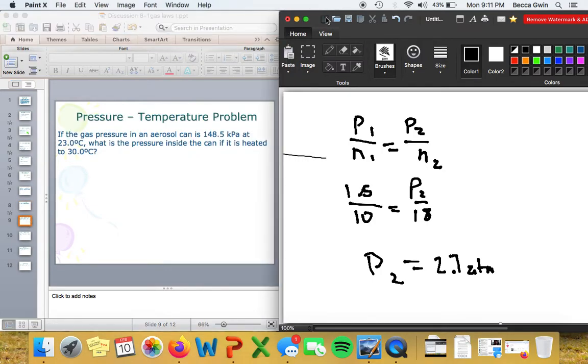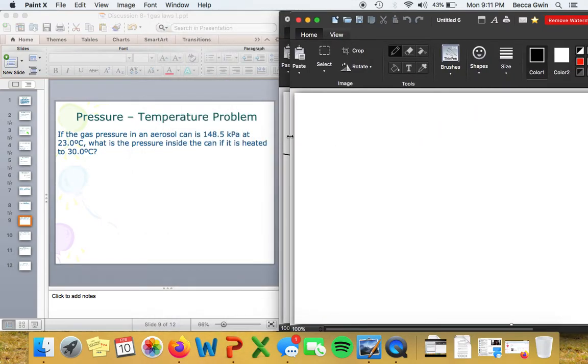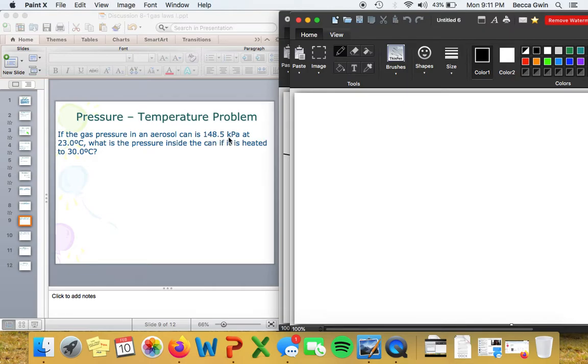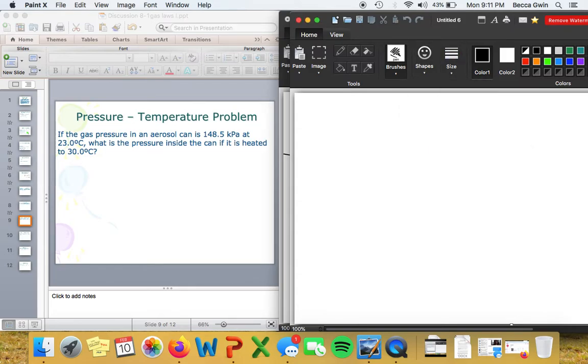The next one we have, now we're looking at pressure and temperature. If I start at 148.5 kilopascals, and that is at 23 degrees Celsius, what is the pressure of the can once we heat it? Now, with this one, you do want to convert your temperatures over to Kelvin. When we're working through these other types of equations, you don't have to do unit conversions, but you always have to do Kelvin unit conversions, just in case there happened to be a negative temperature that pops up along the way. Get in the habit of putting it into Kelvin.